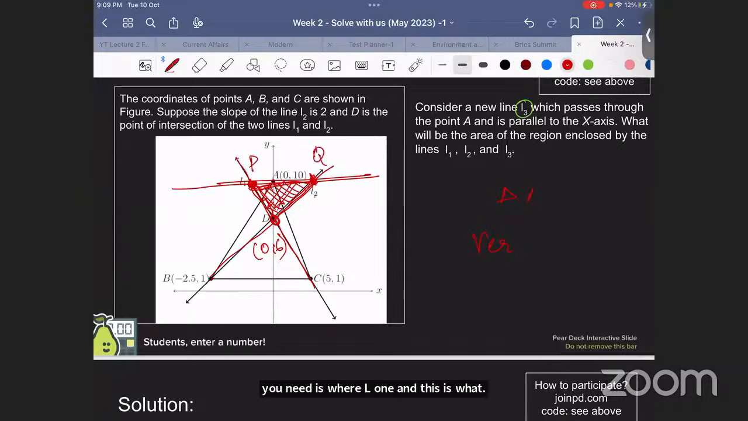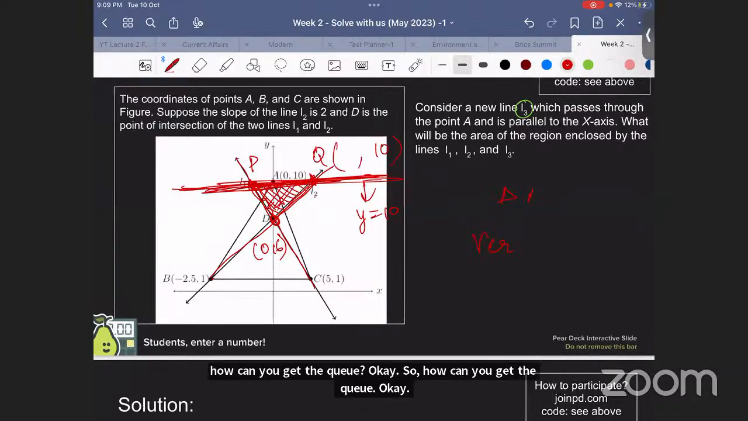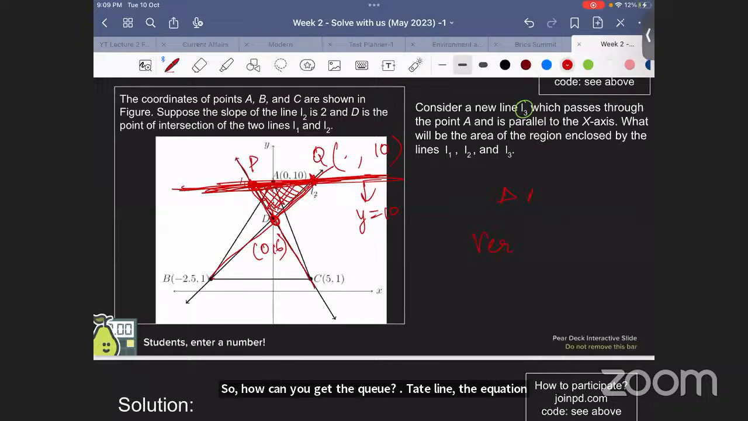So how can you get Q? I already know that the equation of this straight line is y equals 10, right? If this is y equals 10, then everywhere on this line y will be equal to 10, correct? So now this is 10, and now you have to get the x coordinate of this point Q. So how will you get the x coordinate?